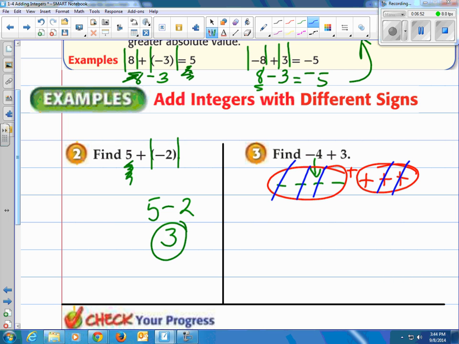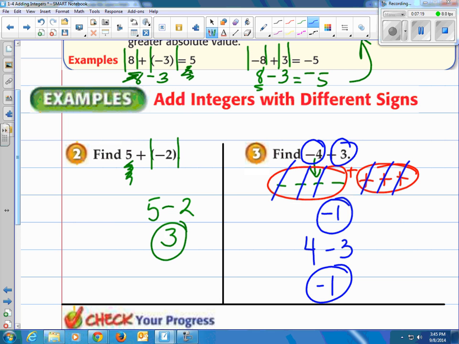As I cross them out, what's left over? Looks like it's negative 1. That's the answer. So you're going to have 4 negatives, 3 positives. You're adding them together. You're going to have a negative 1. Again, the definition way would be 4 minus 3. Take the absolute values and subtract them. You'll get 1. And then look at which one has the larger absolute value. Well, the negative 4 does, so therefore it's a negative. We'll have a negative 1. Both ways to do it.